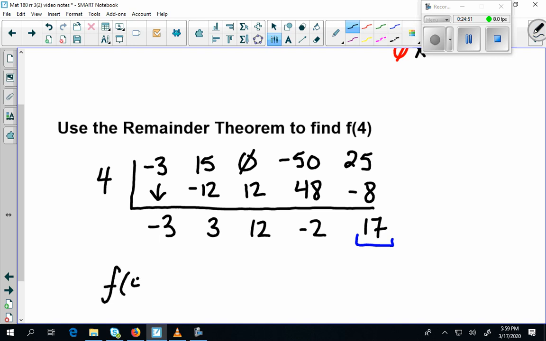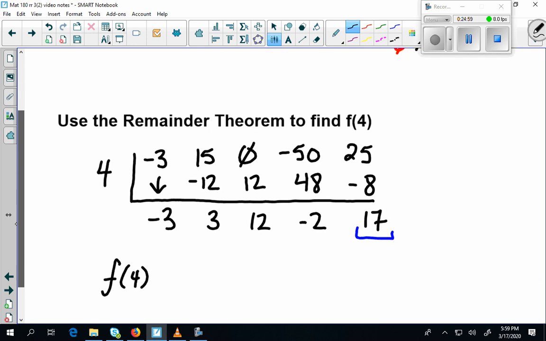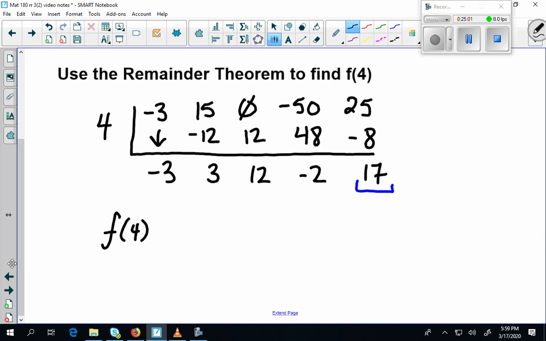the function of 4, when this is my function, -3x to the fourth plus 15x third minus 50x plus 25, when that's my function, the function of 4 is equal to 17.